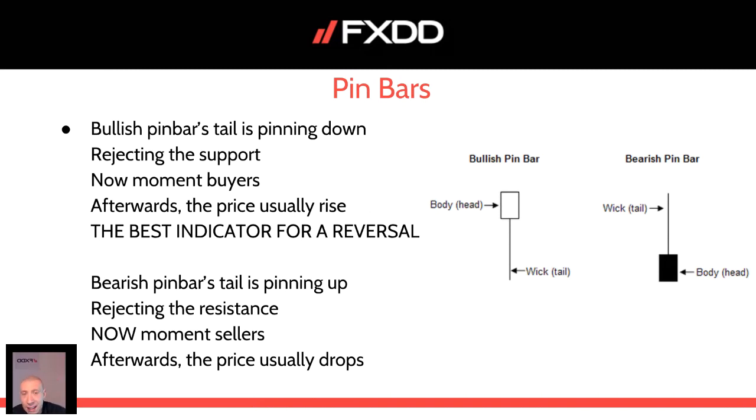So let's continue with the webinar. One of the reasons why I like to see now moment buyers and now moment sellers is that when they show up, it usually means some form of price action, be it a reversal. Usually it's reversal more than continuation. But whatever happens, guys, bullish and bearish pin bars indicate that something is happening in the market.